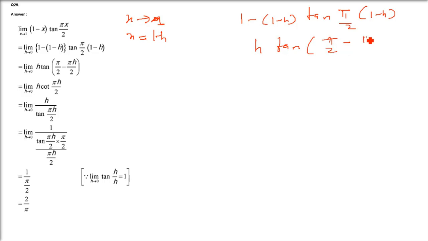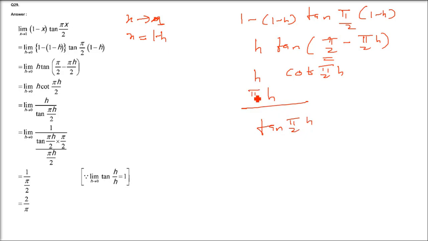This is pi by 2 minus pi by 2 h. Tan of 90 minus theta is what? Cot theta. So h cot theta. Tan 90 minus theta is cot theta. So cot we can write it as 1 by tan. So h by tan pi by 2 h. Okay, now we need to introduce this pi by 2 here, so pi by 2 in the denominator also.